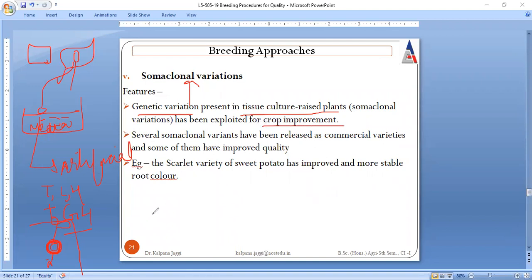Like I discussed with the wild relative, where they have important features for the quality traits, but were not being directly released as a variety, here somaclonal variants have the advantage over the wild relative that they can be released as commercial varieties, right? For example, the scarlet variety I discussed a few slides back. I discussed the scarlet variety of sweet potato. It has improved and more stable root color. So this is a result of somaclonal variations only.